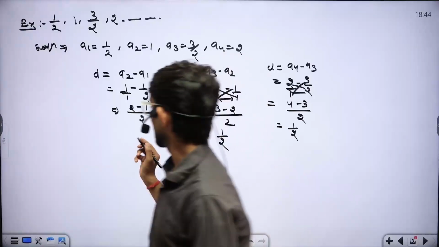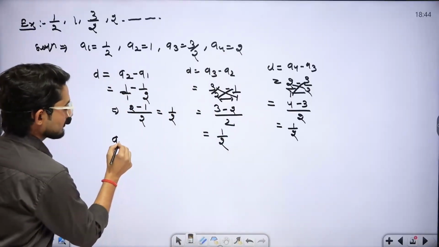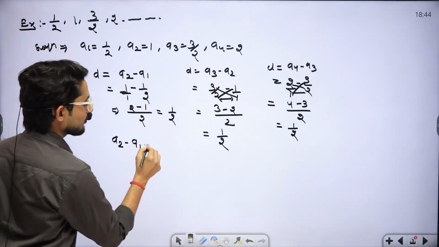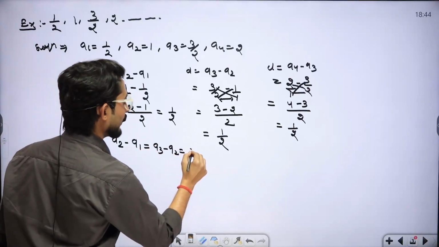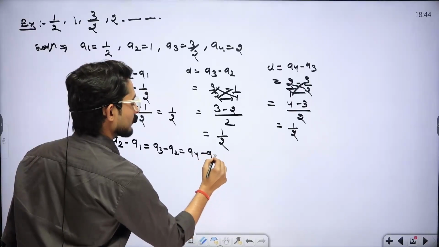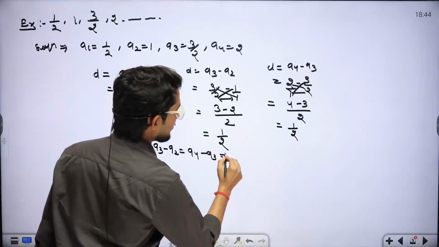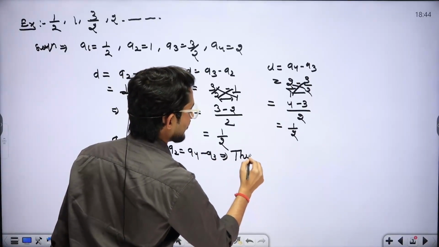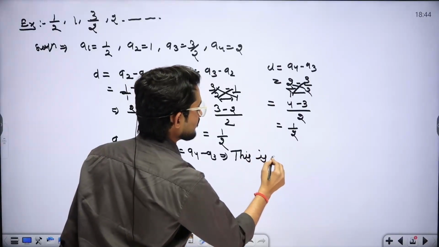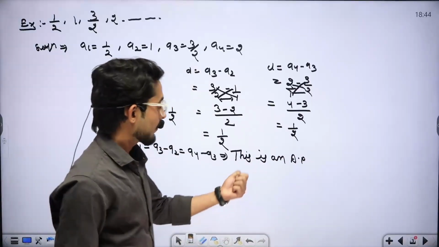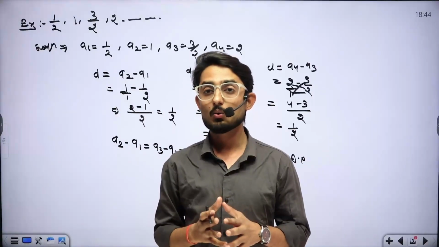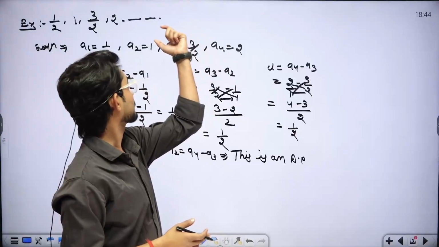Okay. So from here, A2 minus A1 equals A3 minus A2 equals A4 minus A3. So you can say that this is an AP. Now, if this is an AP, then how can you find the next 4 terms?